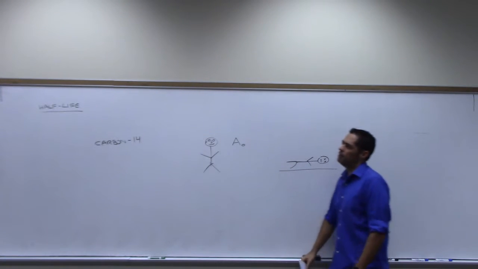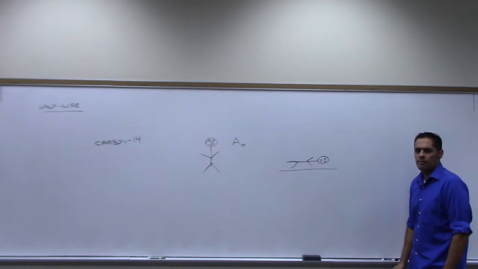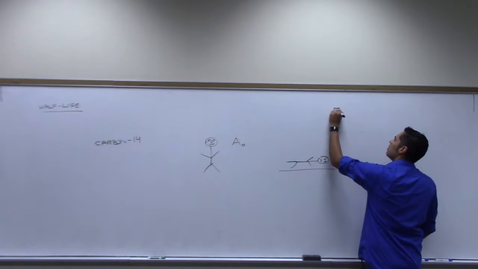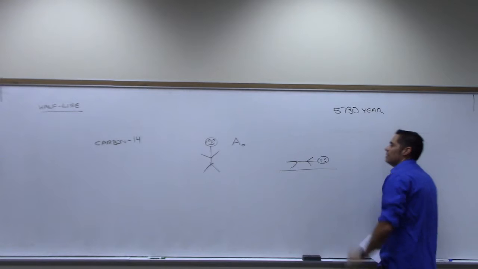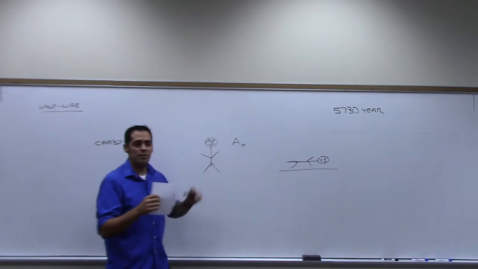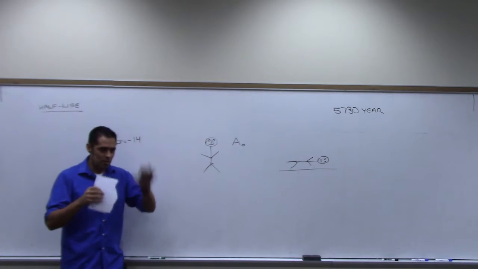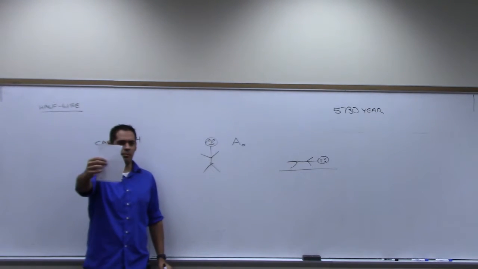Just look up half-life of carbon-14. I think it's 5,680 years or something like 5,730 years. Look, everyone, that's how long it would take for half of your carbon-14 to go away. 5,730 years. So half of it would be there.